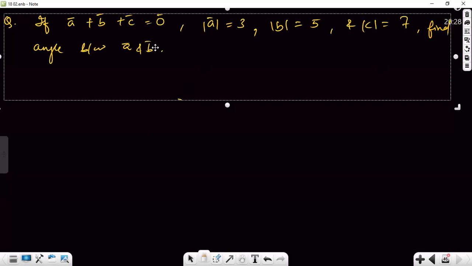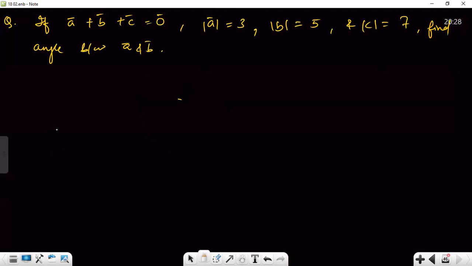Let's find the solution. In the question, it is given that the sum of three vectors is 0 vector, and the magnitudes of all three vectors are given, and we need to find out the angle between A and B. So we need to tweak this question as per our convenience, so that we'll have A and B on one side and C on the other. So A vector plus B vector can be written as minus of C vector. Let's square both sides. On squaring both sides, minus minus becomes plus.